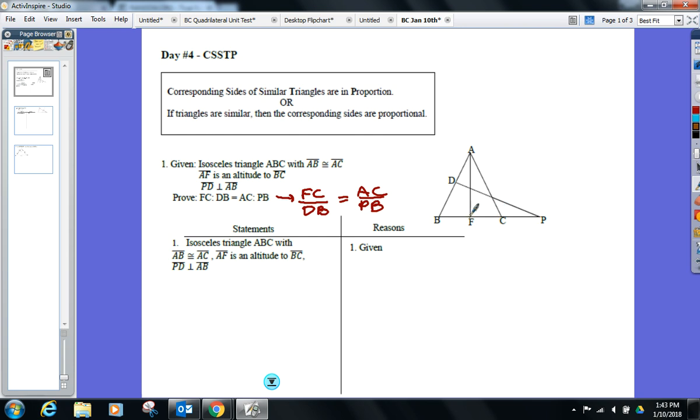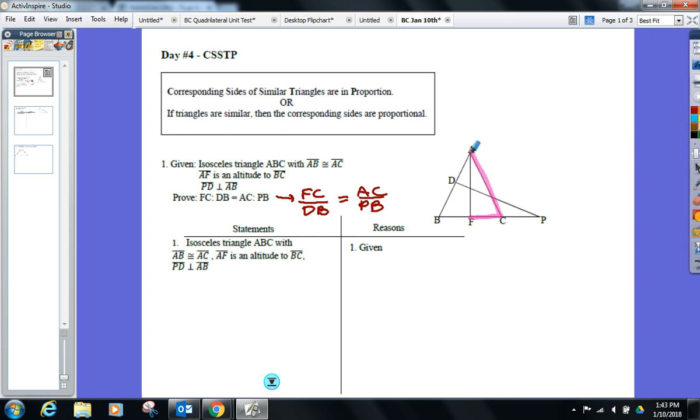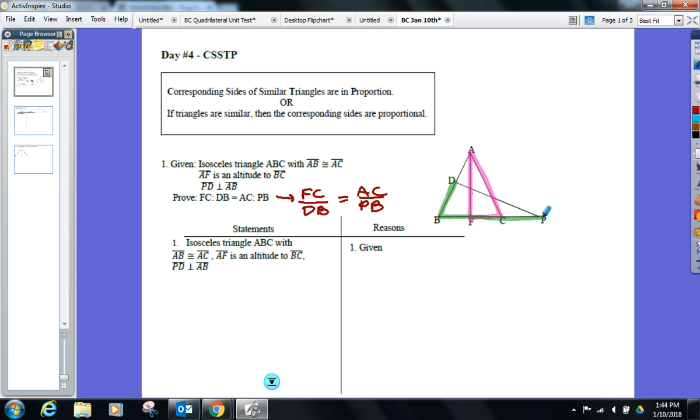Can you find one and only one triangle where FC is a full side? Everyone see that triangle? Well, that's going to be one of the triangles involved, and that's going to be FCA. That's the only triangle that contains FC as a full side. Can you guys find a triangle that contains DB as a full side? Only one triangle that contains DB. Mike? That's it. This is the only triangle right here where DB is a full side. We got our two triangles now.